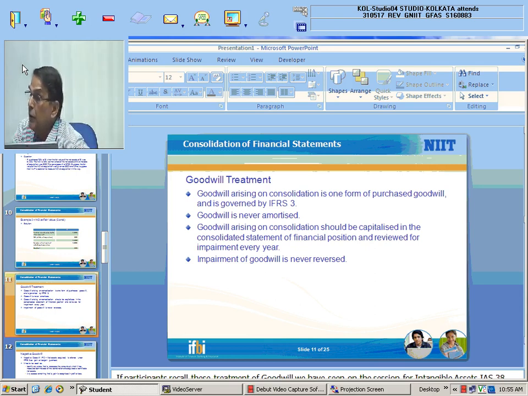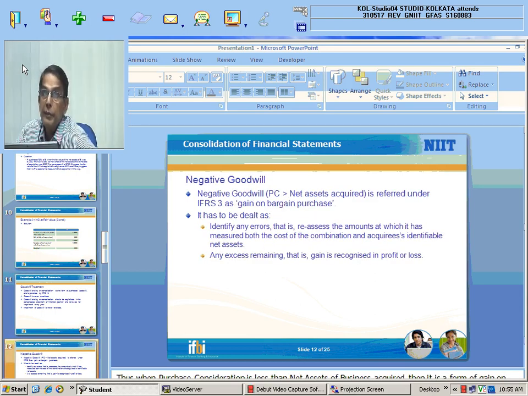Sometimes there can be negative goodwill. What does it mean? Purchase consideration is greater than the net assets acquired. Sorry, it's actually wrong. There's a typo here. Purchase consideration is less than the net assets acquired.